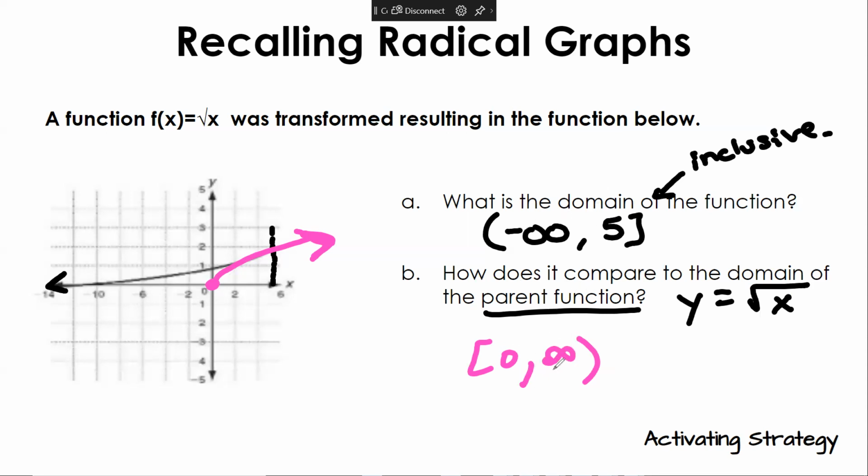Okay, so how are these similar or different? They both deal with infinity, and then they both have, okay, so a bracket and then the parentheses. Okay.